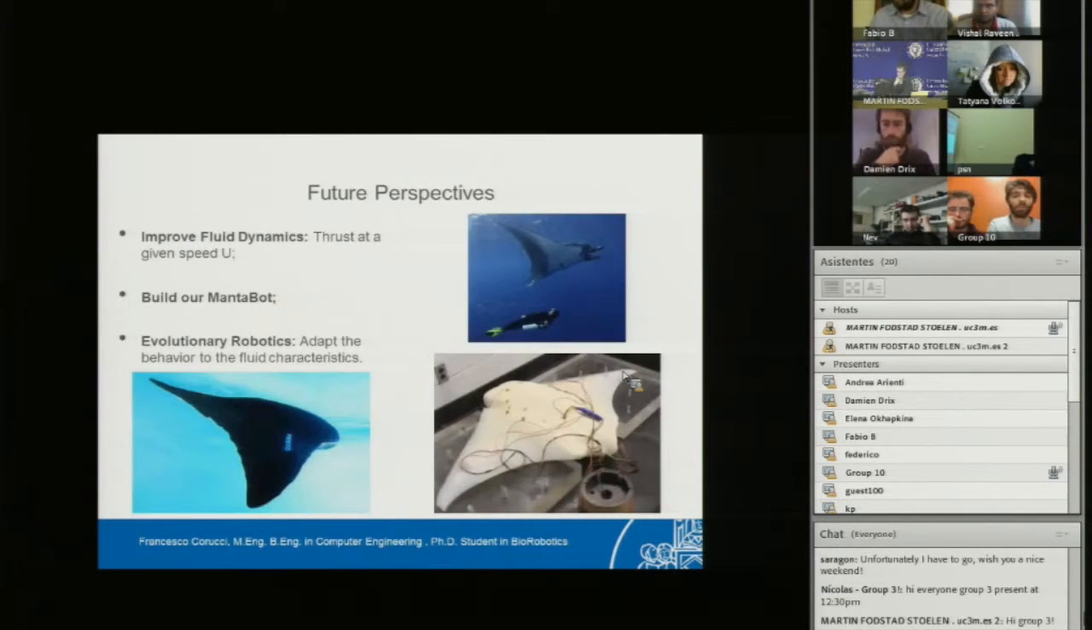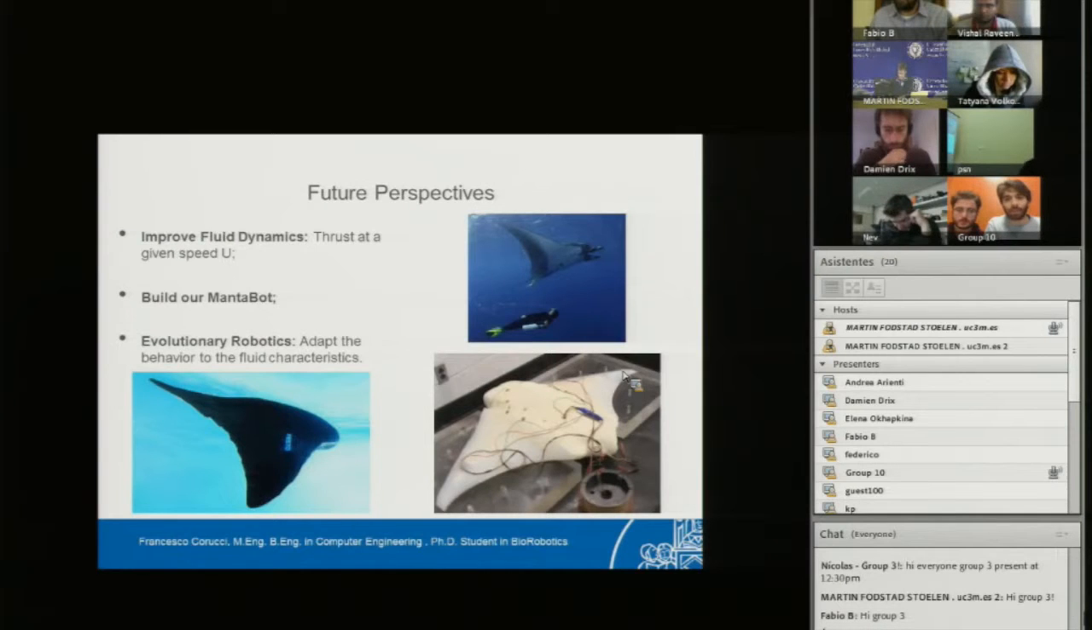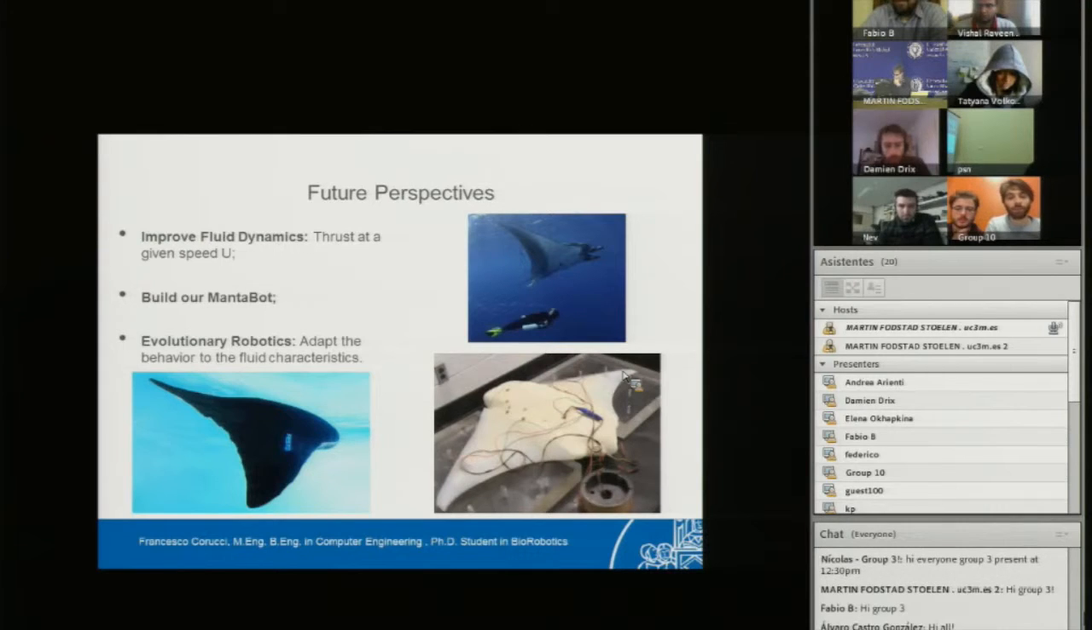With that robot, we want to do some evolutionary robotic studies. Because we saw with this study that a structure like this of a manta can change its behavior to adapt to different fluids, we could do it on robots, and look at whether they change their behavior in the same way to adapt to different viscosities or densities of fluids, like, I don't know, swimming in some oils or some other kind of fluids. That could be very nice.